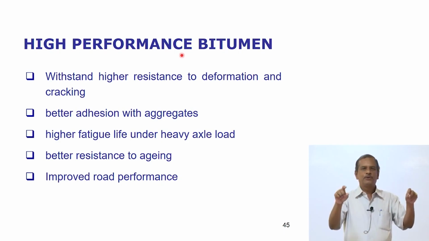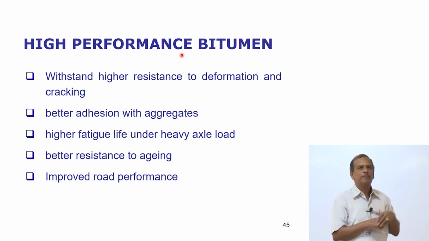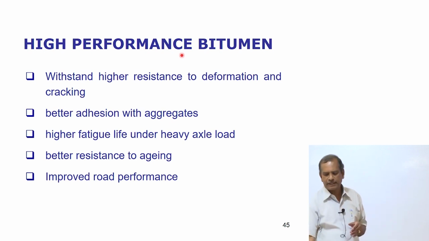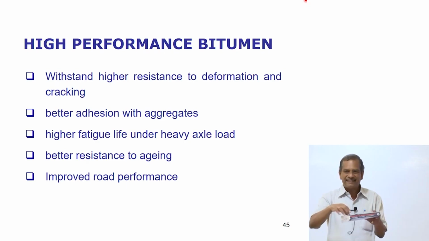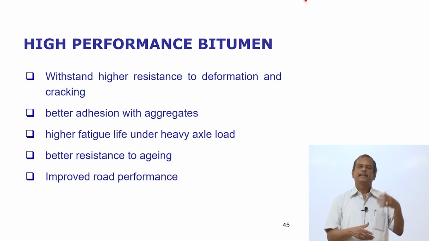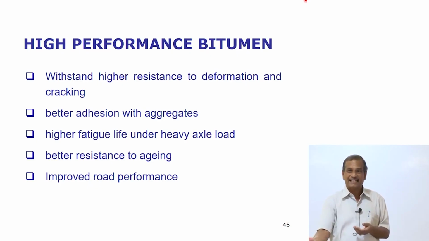It should not crack. So, can I modify the binder that is used in the top layer? Yes, you can use that. There are a number of modified binders for high performance bitumen that are available, which will ensure better bonding between the aggregates and the binder. They will have higher fatigue life under repeated application of loads. They will not crack, they will not rut. So, we can use a high performance bitumen. When it is exposed to the atmosphere, it will not undergo aging, cracking.